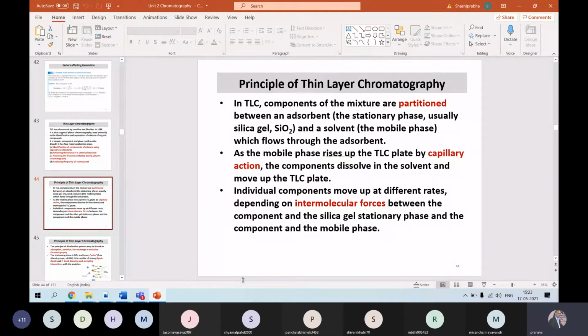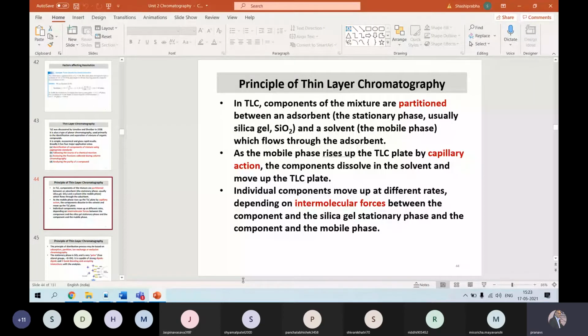Individual components move at different rates. Naturally, they will move at different rates because they have different affinity towards the stationary phase. And this affinity, in chemical terms, is understood as the intermolecular forces which act between the components and the stationary phase material, which is silica, that allows separation of analytes using a given mobile phase.